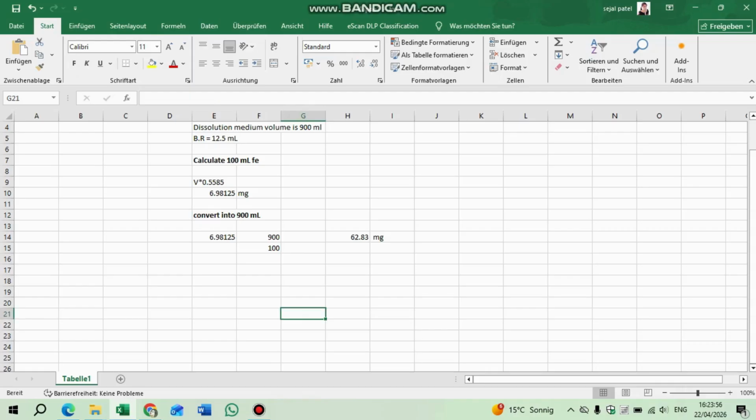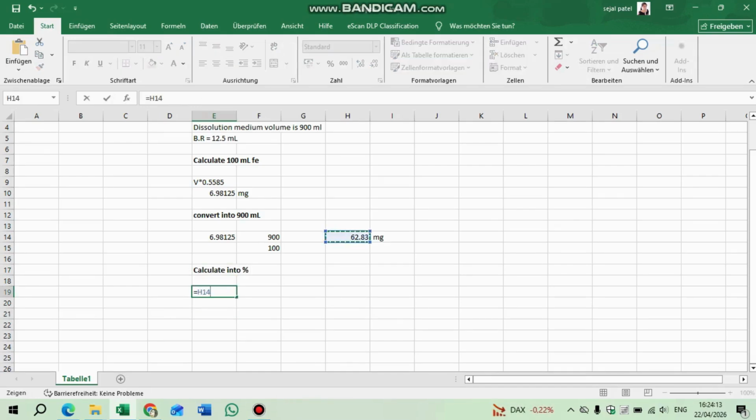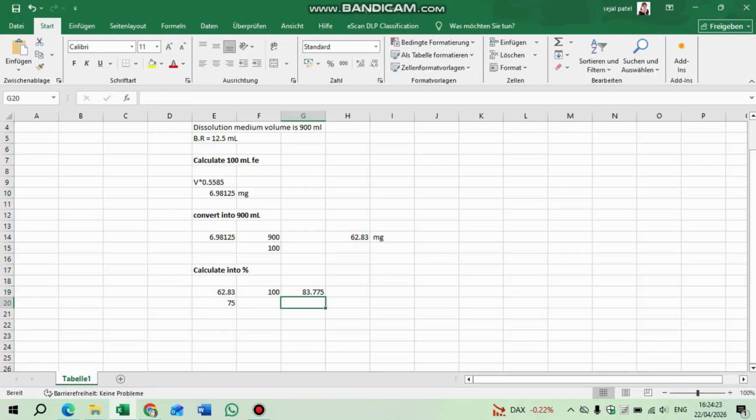Now we have to convert into percentage. So we have to divide it by the label claim and calculate into percentage. So 62.83, our label claim is 75, into 100. So 83.78% is our dissolution.